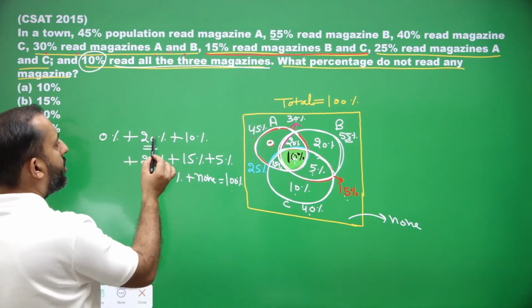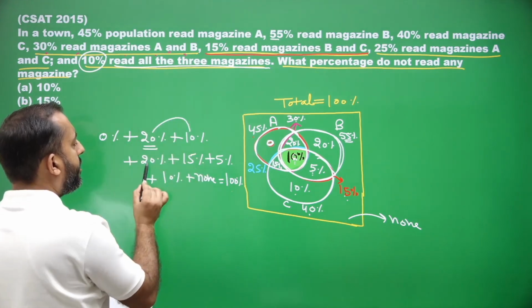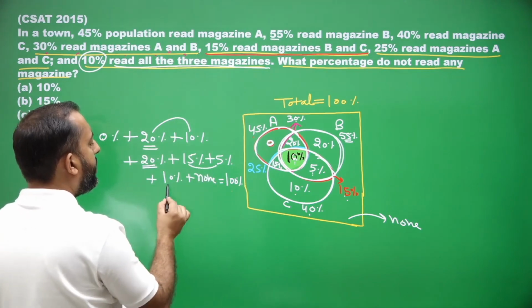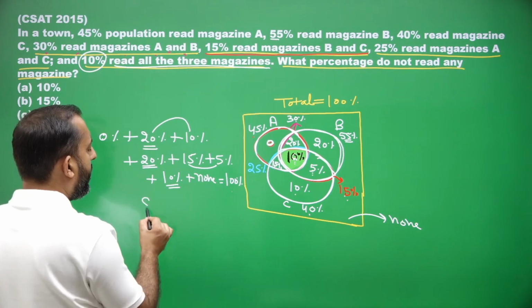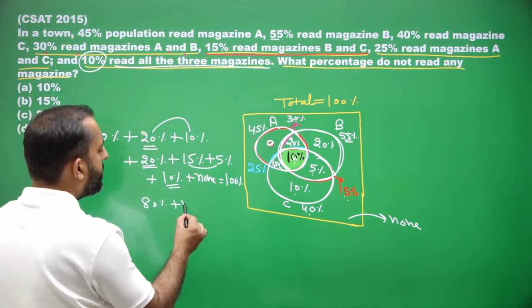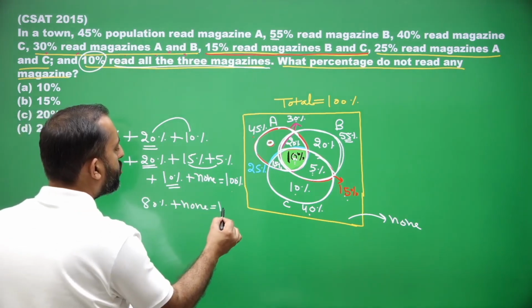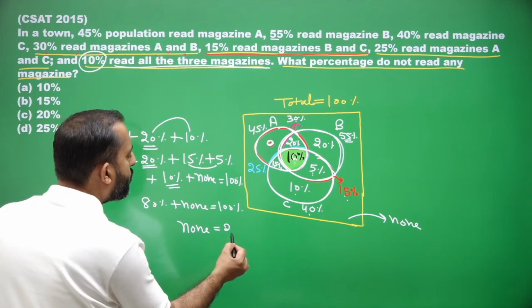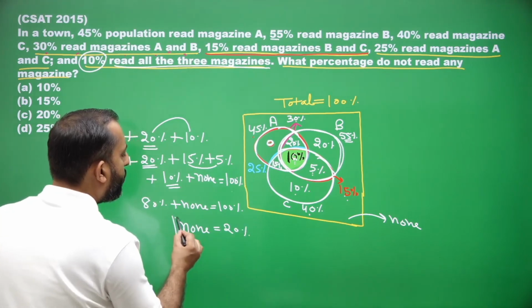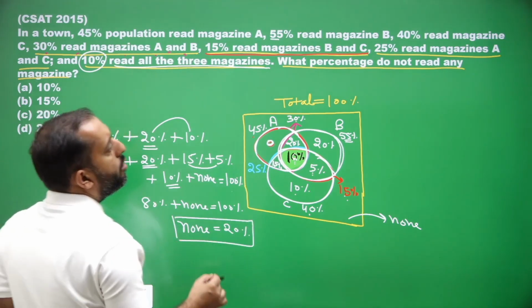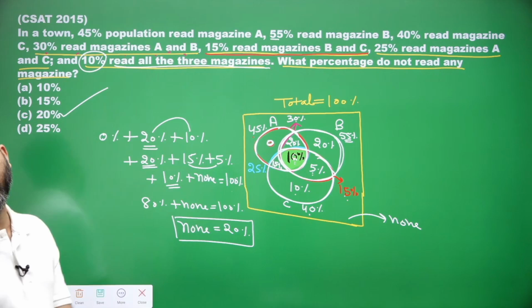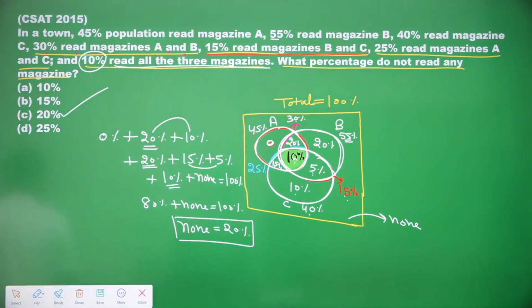Now if we solve this, 10, 20 plus 10 is 30, 30 and 20 is 50, 50 and 20 is 70, 70 plus 10 is 80. So 80% plus none equals 100%, and solving it further, the value of none is 20%. So I can see 20% do not read any of these three magazines. The answer to this question is option C. Please make a note of it.